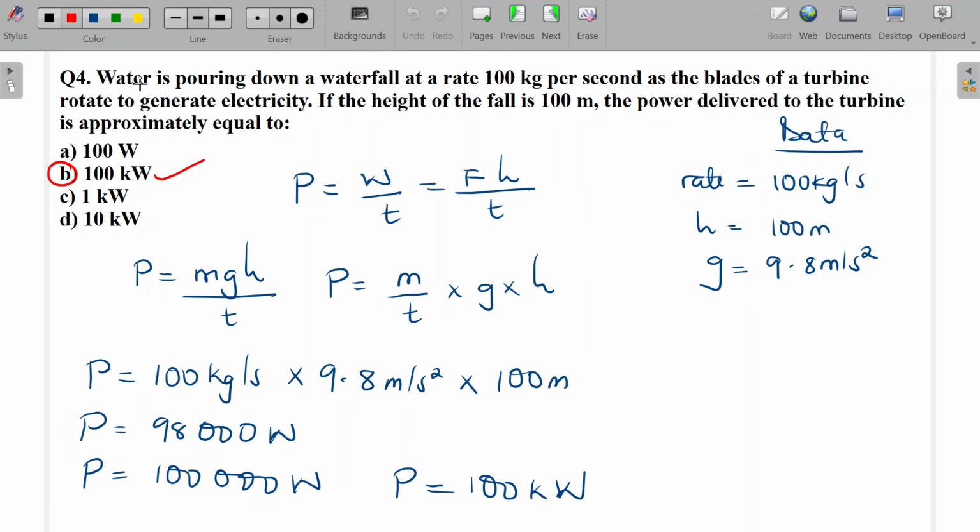So the question was saying that water is pouring down a waterfall at a rate of 100 kg per second, as the blades of the turbine rotate to generate what? Electricity. If the height of the fall is 100 meters, the power delivered to the turbine is approximately equal to, so we know that power is equal to work over time, because it is the rate of doing work. Now they've not given us work, but they've just given us this information here.